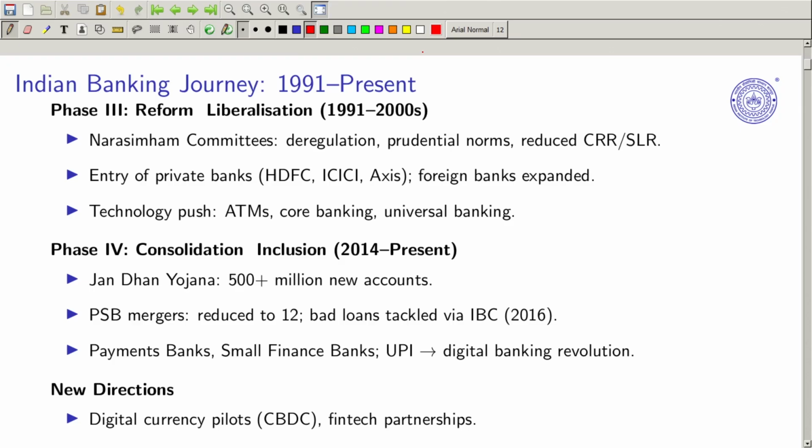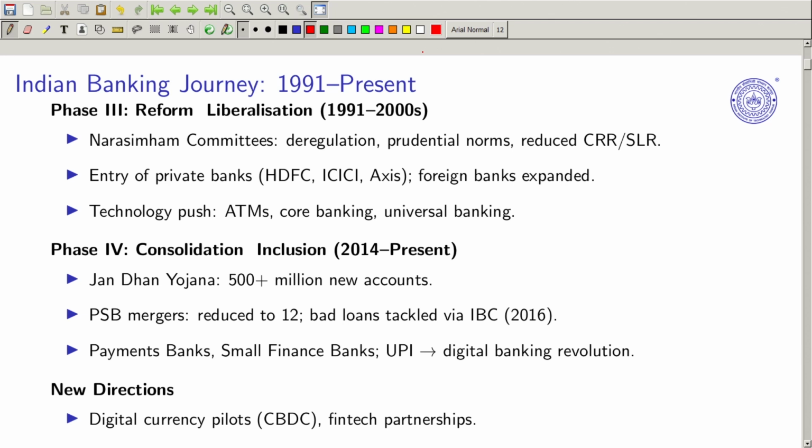The Narasimham Committee was first set up in 1991, then again in 1998. The Narasimham Committee is responsible for the current banking structure that we see. With that, we also opened up to private banks. We also allowed liberalization of the cash reserve ratio and the SLR. We also introduced the repo rate and other measures, such as the liquidity adjustment facility. This created a whole lot of gigantic reform in the banking sector, and we also allowed private sector banks, such as HDFC, ICICI, and Axis Bank, and foreign banks were also allowed to operate.